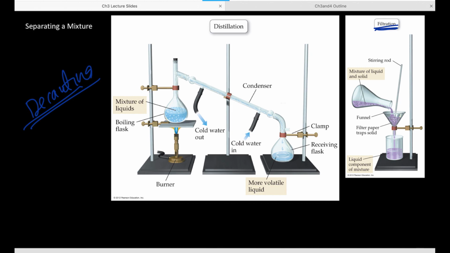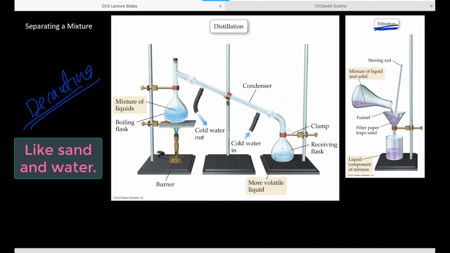Note that decanting is only useful when we have either two immiscible liquids, like oil and water, or if we had a heterogeneous mixture of a solid and a liquid, then we could pour the liquid component off of the solid.